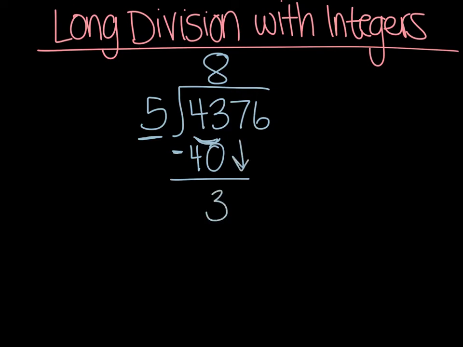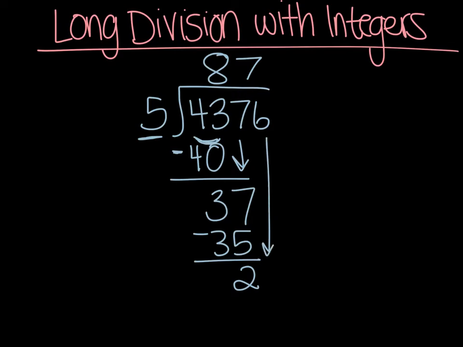Now we want to carry down the 7. And now we start again. How many times does 5 go into 37? Well, it goes 7 times. 7 times 5 is 35. So we subtract positive 35 and get 2. Then we bring down the 6 and we repeat the process. How many times does 5 go into 26? It goes in 5 times. Subtract 25 and we get that it equals 1. Now 5 does not go into 1, so we know that we're done.